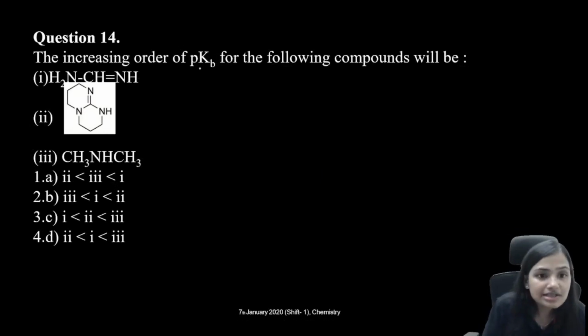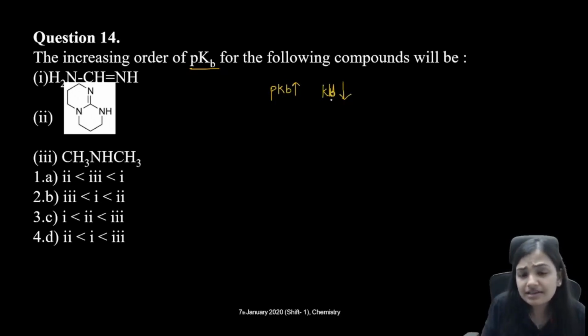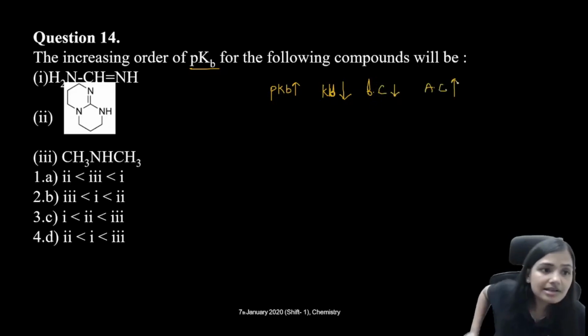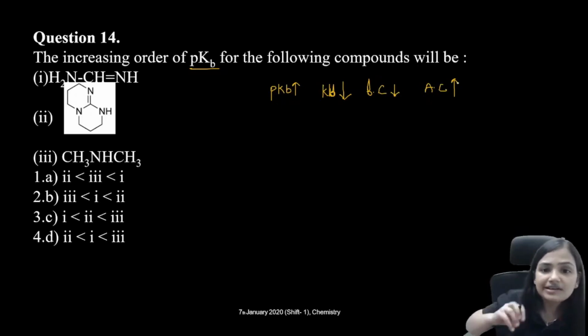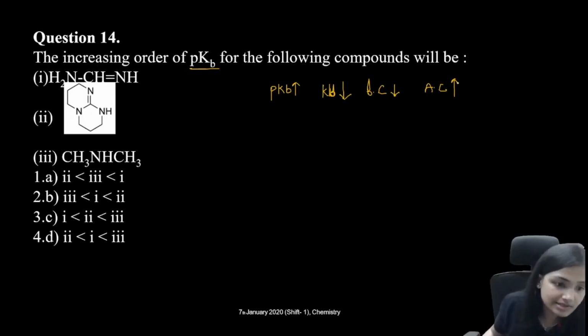Another question. The increasing order of pKb for the following compound will be? The question is asking the pKb increases. Now you know the pKb increases, then we can say that the Kb decreases. If I am saying that the Kb decreases, means the basic character decreases and the acidic character increases. So this is the relationship. So out of all this, which will be having the increasing order of pKb? pKb has to increase, means basic character has to decrease.